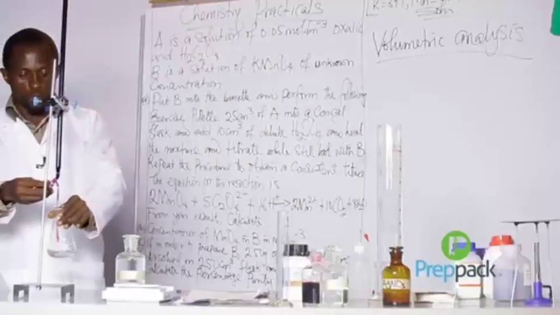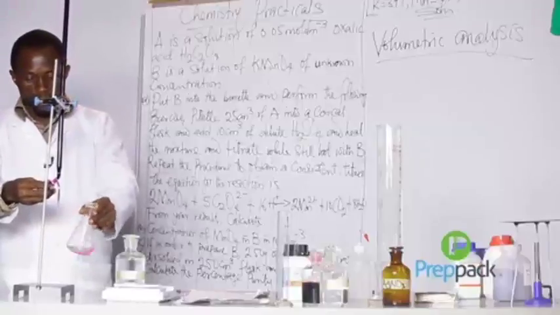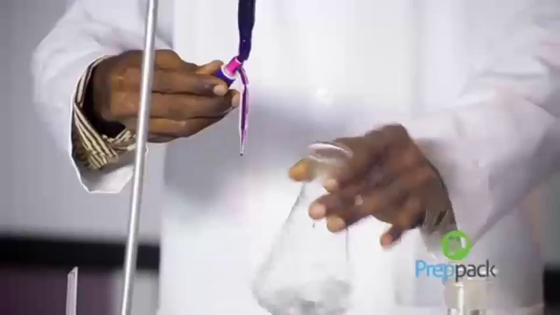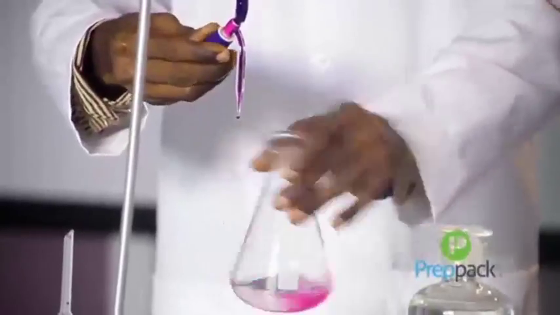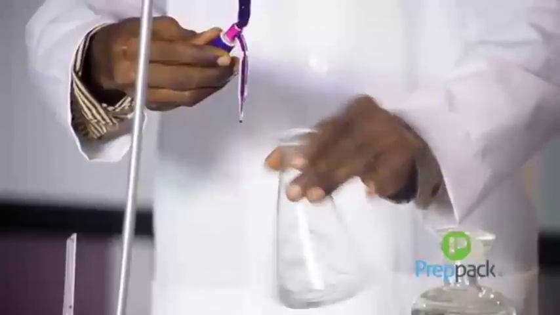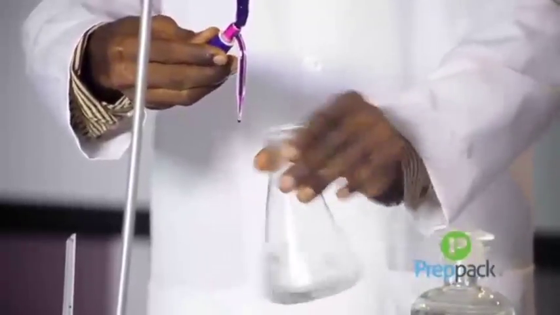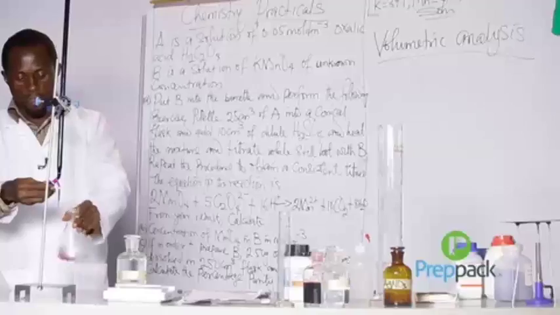So we are moving towards a point at which there will be a permanent color change. And that point is said to be the point of neutralization, the point at which an appropriate amount of the acid reacts with the base. The base here is the KMnO4.